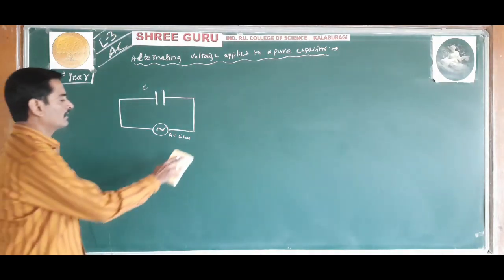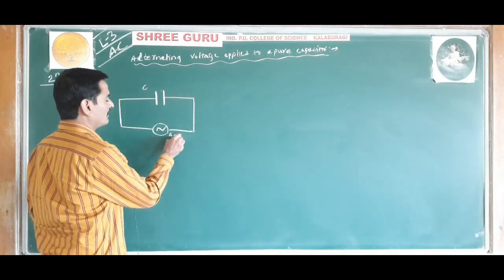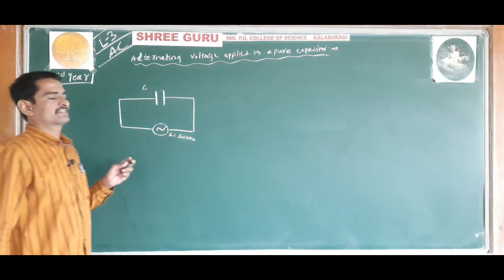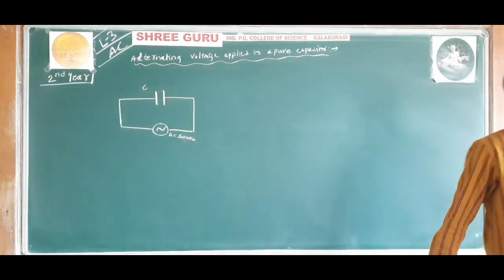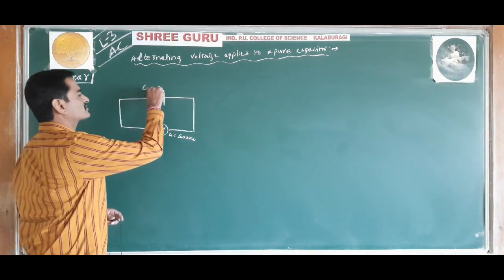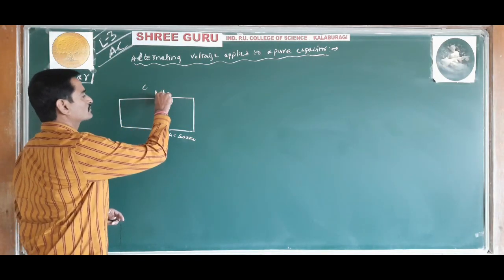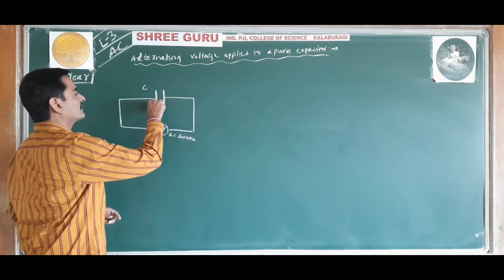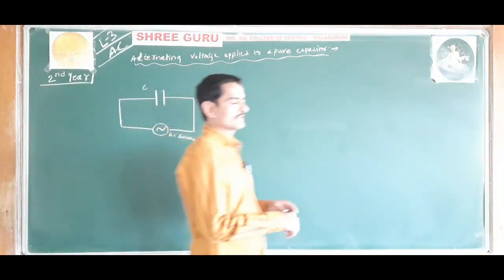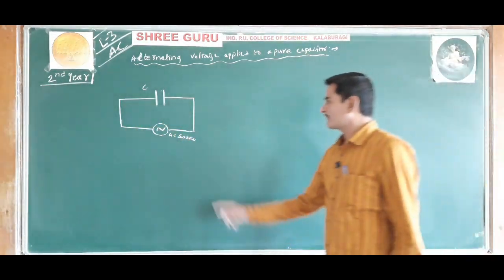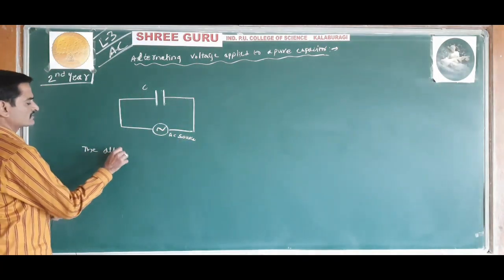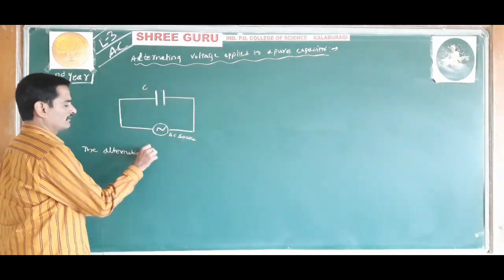As a result of this AC source, the capacitor periodically gets charged and discharged. Continuous charging and discharging takes place in the capacitor.